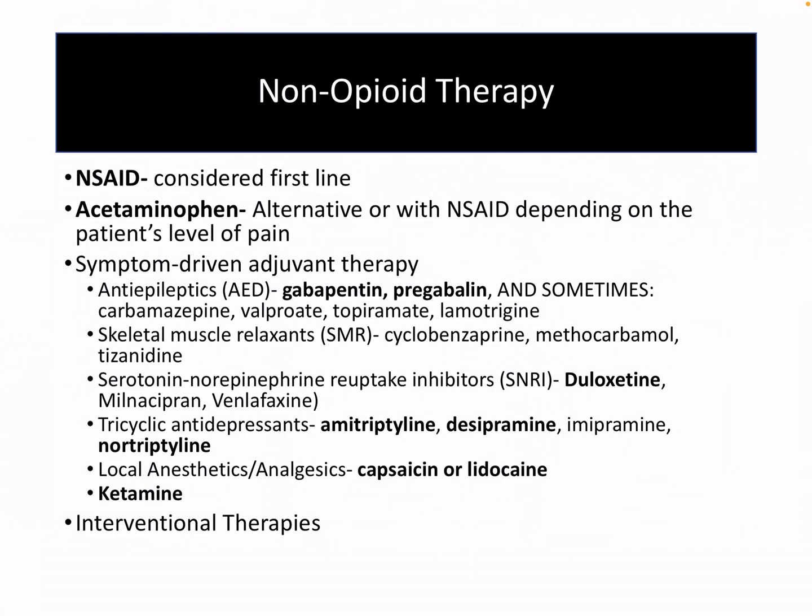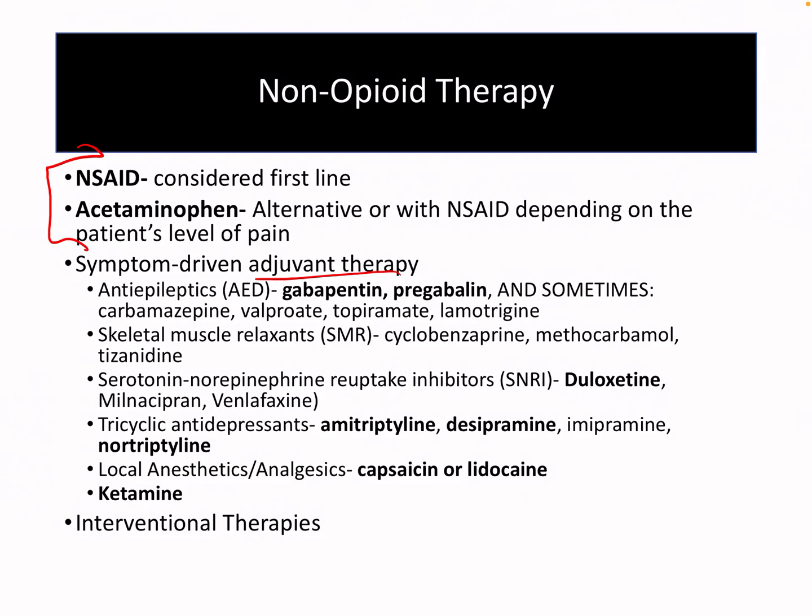Along with non-pharmacological therapy, we do group a large amount of therapies under the title of non-opioid therapy. First, you have your non-opioid analgesics. These are agents that are specifically for relieving pain that are not opioids. This includes NSAIDs and acetaminophen. In many cases, including in the osteoarthritis guidelines, NSAIDs are considered first line, with acetaminophen being an alternative or given with NSAIDs. Also, you have symptom-driven adjuvant therapy, and for most of our cases, we'll call this adjunctive therapy.